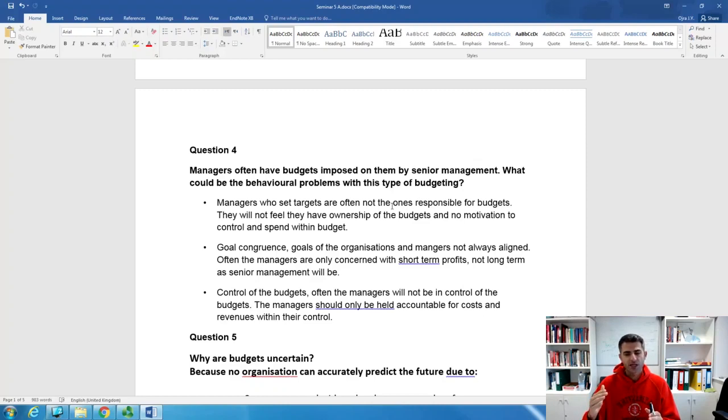The second way is top down, which means the senior management imposes the budget on the individuals. That means of course the effect will be less motivation for staff. Staff are not really accountable and responsible, and as individuals they feel less motivated to achieve the budget.